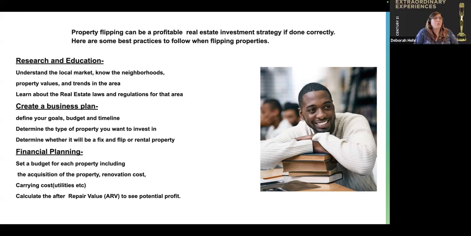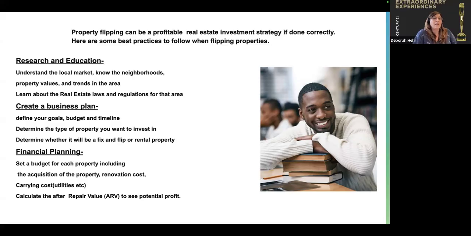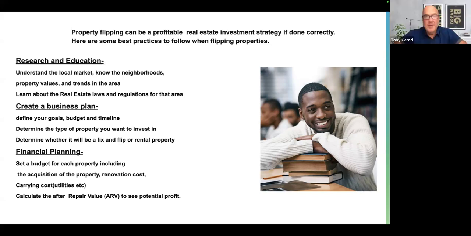Because if somebody wants to put a single family home into a two family so that they can have two different units, are they actually allowed to do that? You've got to contact the zoning department and find out what the zoning is there. Make sure that you have a business plan. So define your goals on paper, your budget, and your timeline. Determine the type of property that you want to invest in. Do you want to do multifamilies or do you want to do just single families to start?